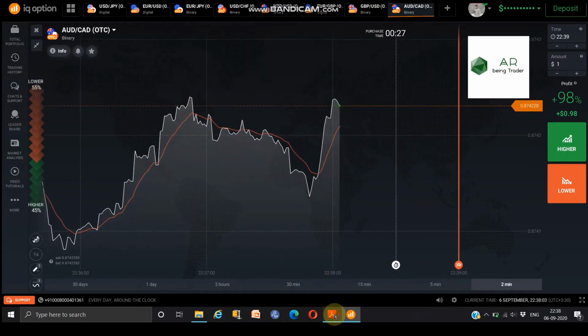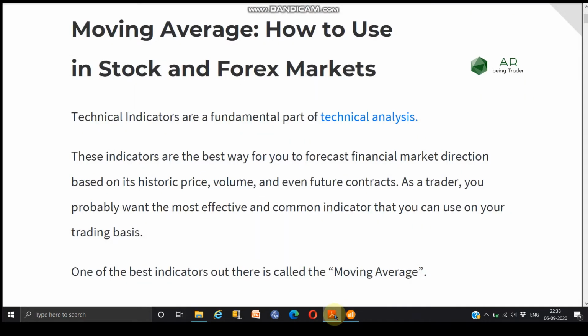Now you can see here. Please concentrate on this, because this is something you need to know and understand. Anyhow, it's a theoretical thing, but it is also important to know how it works and how it is formed. Moving average. Now let's start: how to use it in stock and forex.